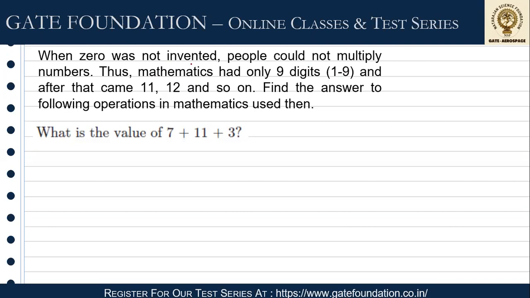When zero was not invented, people didn't have zeros. They had only 1 to 9, then 11 to 19, then 21 and so on. People could not multiply the numbers because there was no zero. So after 9, we start with 11, 12, up to 19, then 20. We have to find the answers of the following operations in the mathematics when zero was not there.